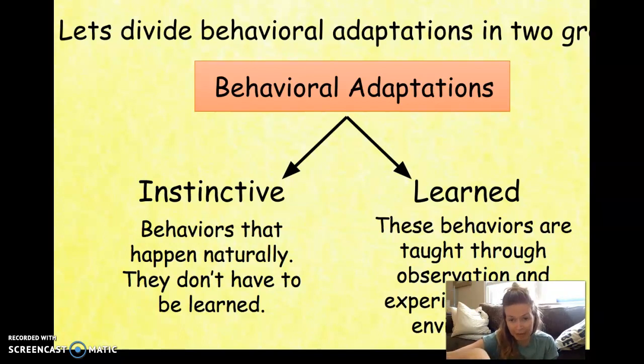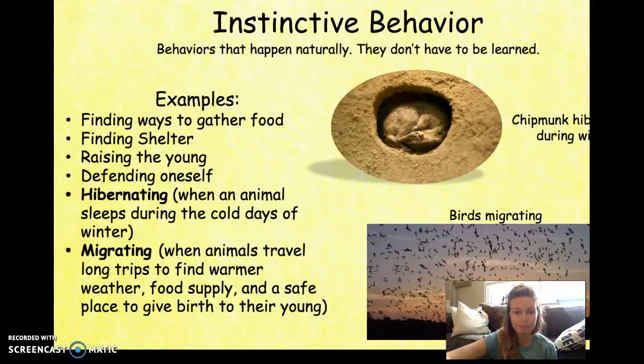A learned behavioral adaptation is different. Okay, it's just as it sounds. These behaviors are taught through observation and experiencing their environment. Okay, so learned behaviors can change over time because of global warming or natural disasters. Okay, environments change. Instinctive is what you're born with, learned is what you learn over time, but they're both behavioral adaptations.